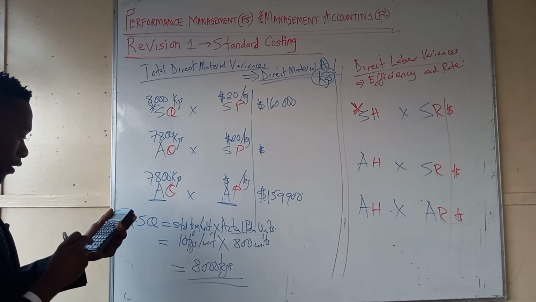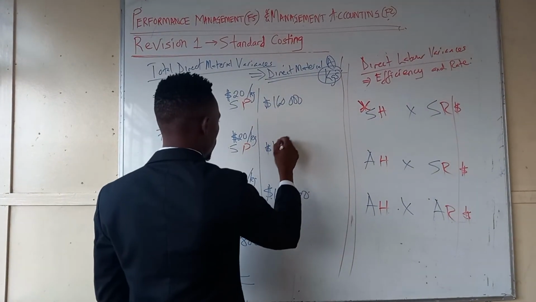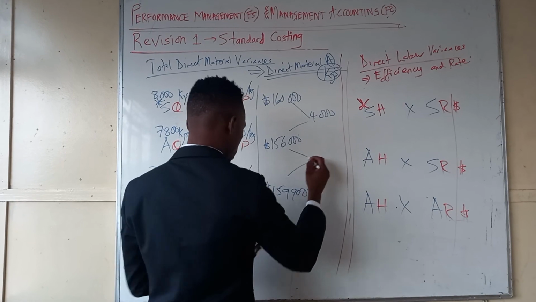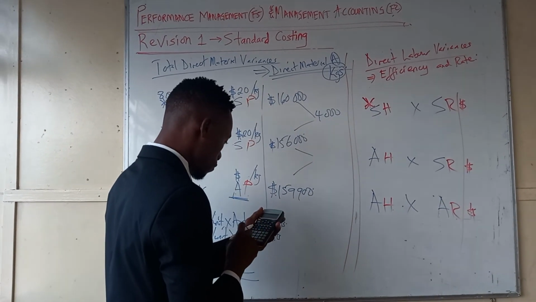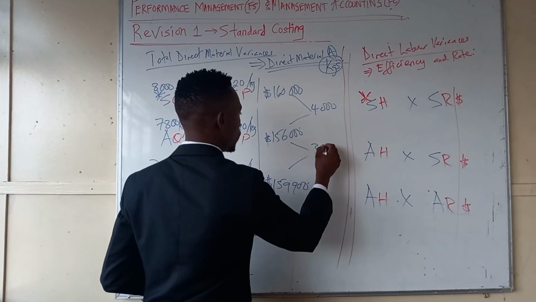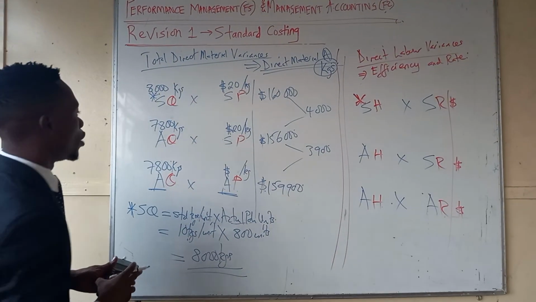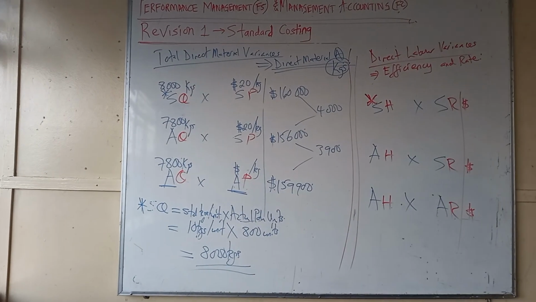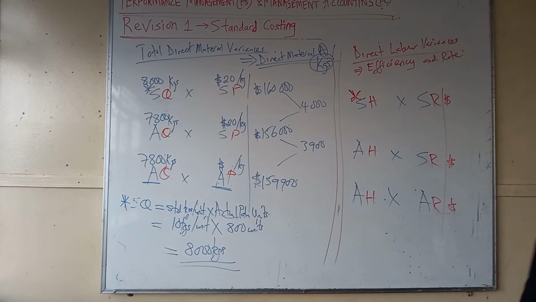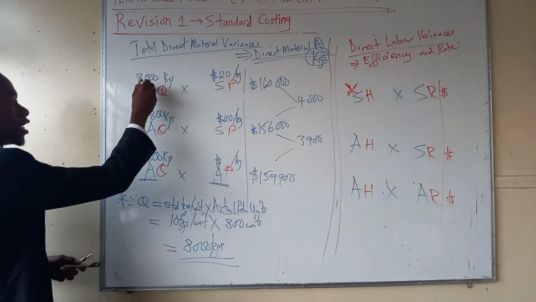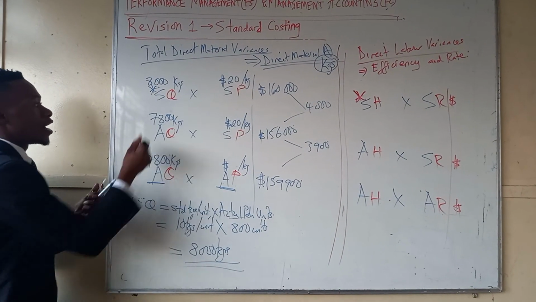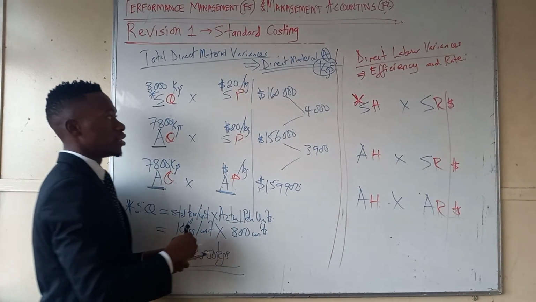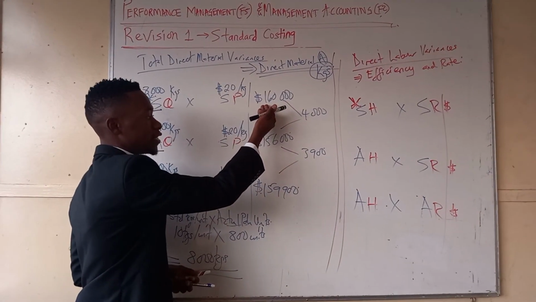Then when we do the number crunching, this should be 160,000, straightforward, right? Then if you do the number crunching here, you get 156,000. Then there is a difference of 4,000. There is a difference of 3.9. Right. So when you apply SAR, just know that we are moving from top to bottom, from standard to actual.